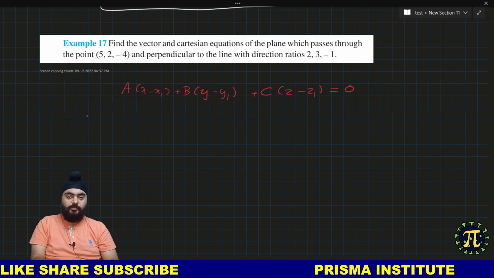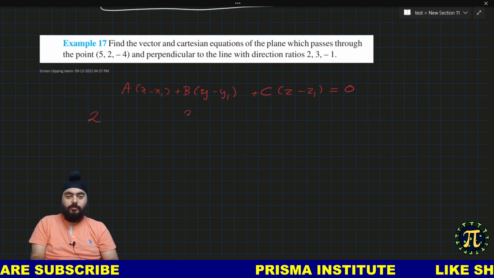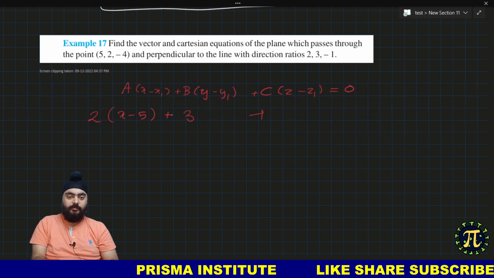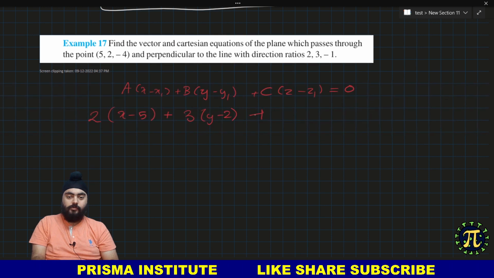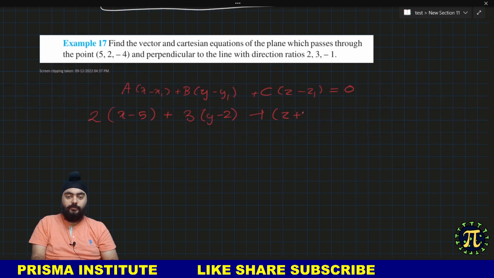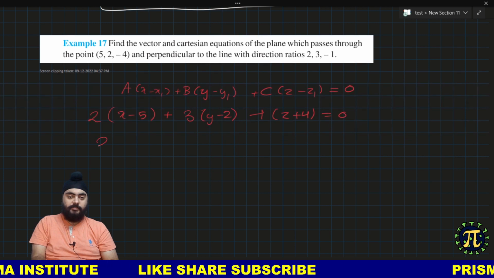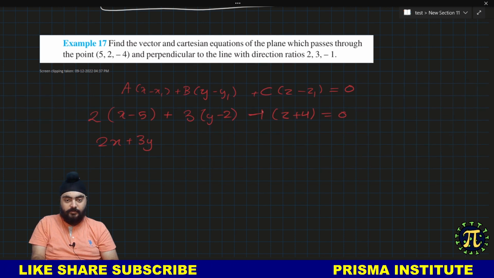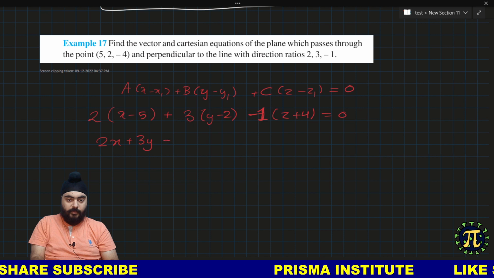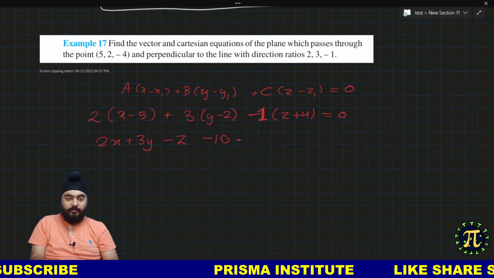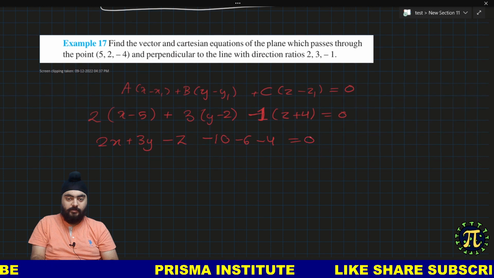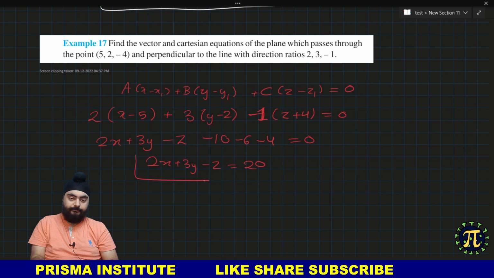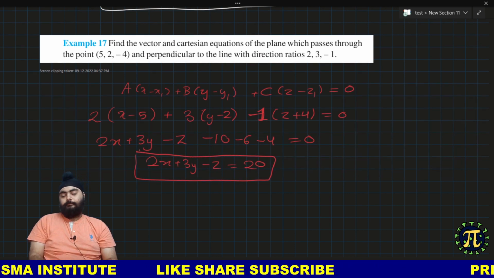Here a, b, c are the direction ratios, 2, 3 and -1, and what will come here? x minus 5, the first coordinate, y minus 2, and after that z plus 4, and this simplifies to 2x plus 3y, this is -1, so minus z, minus 10 minus 6 minus 4 is 0, so 2x plus 3y minus z is equal to 20. Okay.